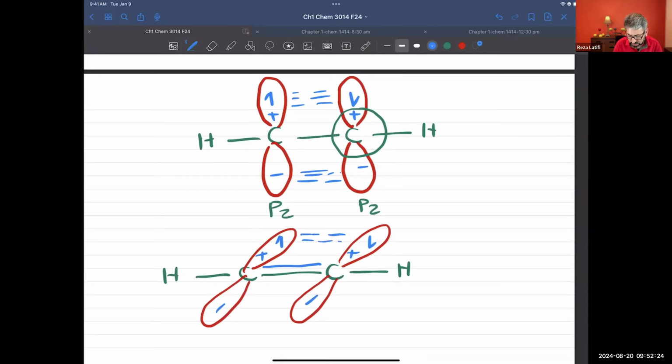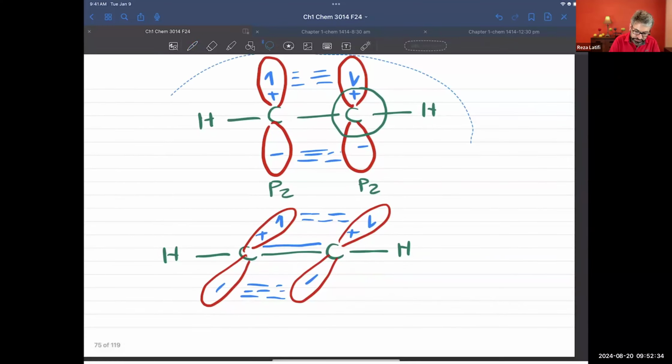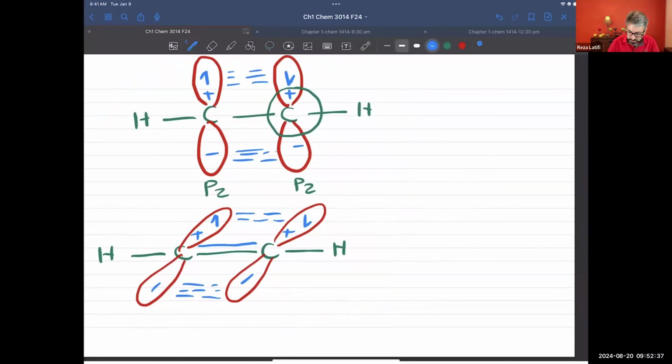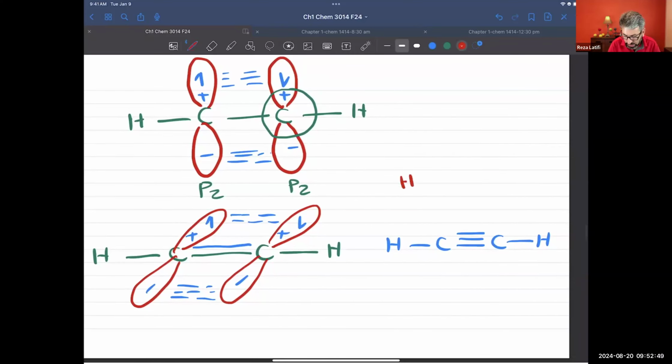Now I'm going to get interaction between those p orbitals. And that's going to give me carbon attached to another carbon through a triple bond. And what's the bond angle between hydrogen, carbon, and another carbon? I'm talking about this bond angle, theta. It will be around 180.